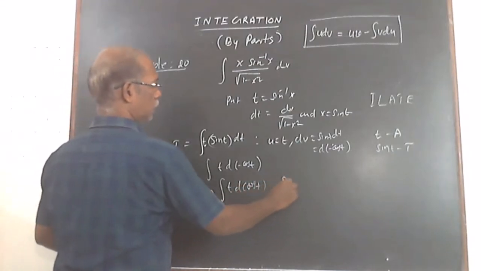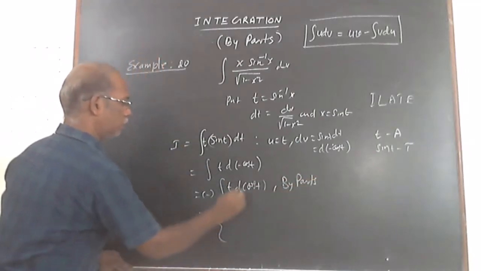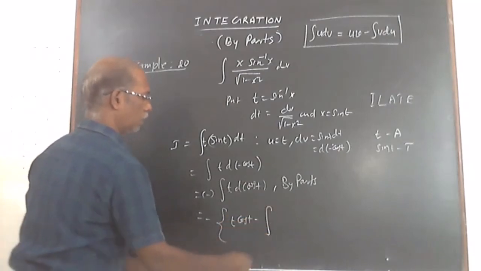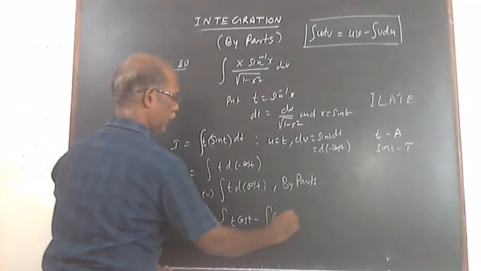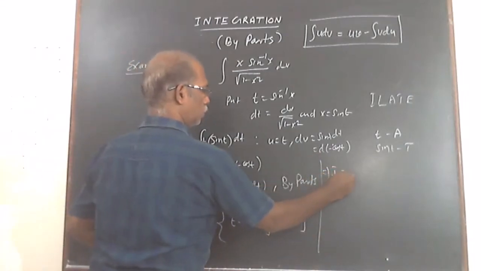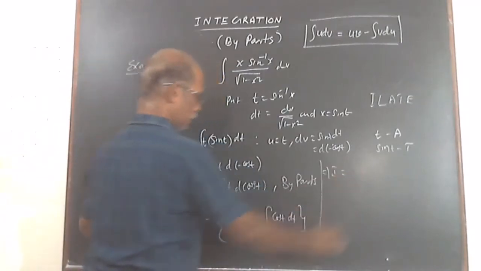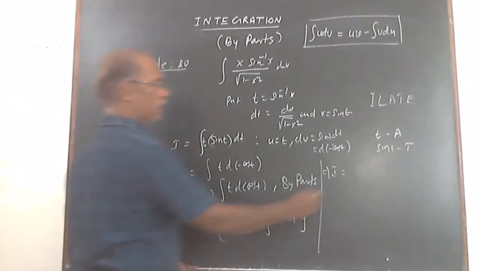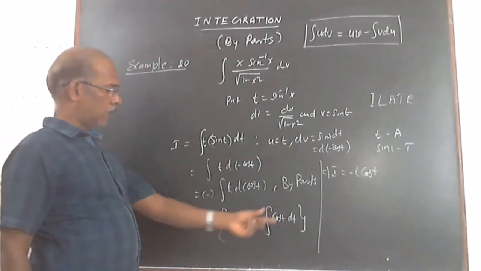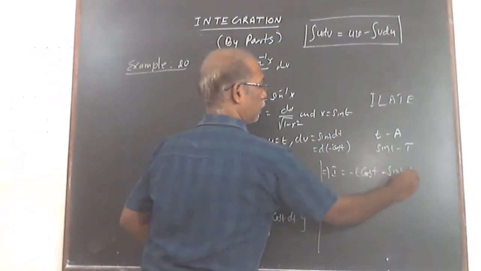Now by parts, minus of u into v, that is t cos t, minus integral of cos t dt. This implies I equals minus of t cos t, or taking the minus inside, minus t cos t, plus again the integral of cos t, which is sin t.